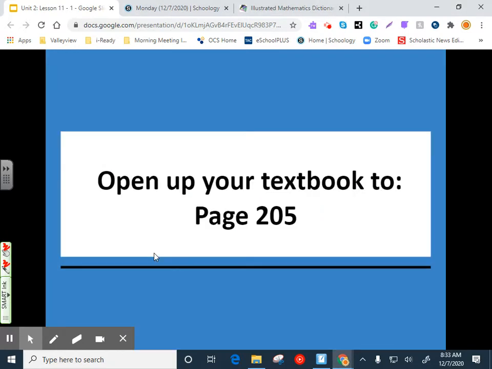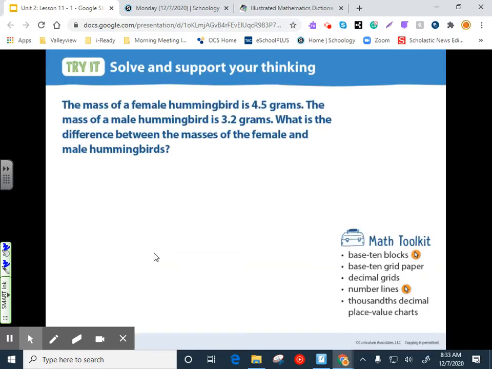Open your textbook up to page 205. And we'll jump right into it. Again, these first sessions for a lesson are usually very short. So let's get started with this. The mass of a female hummingbird is 4.5 grams. So let's underline that part. The mass of a male hummingbird is 3.2 grams. What is the difference between the masses of the female and male hummingbirds?